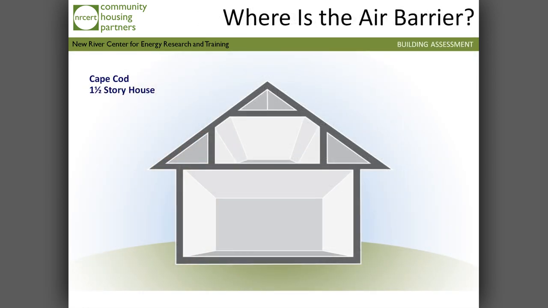So here's just a sample house. There's no air barrier or thermal barrier drawn on this house. Where's it supposed to be? It could be in a number of different locations. It could be here, down. It could go up and over. It just depends on how this house is being used.